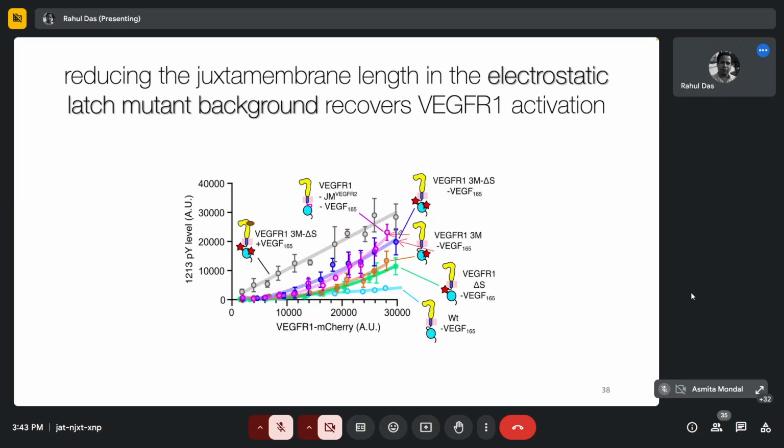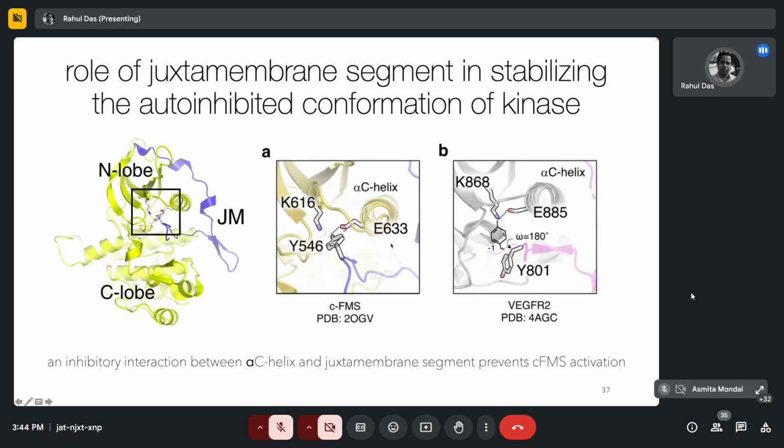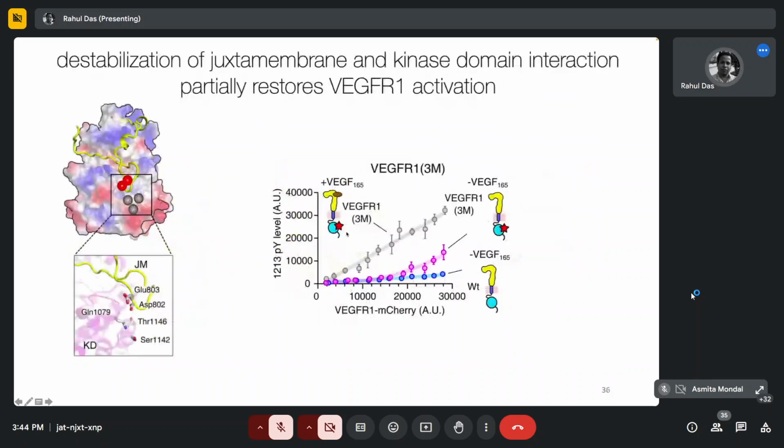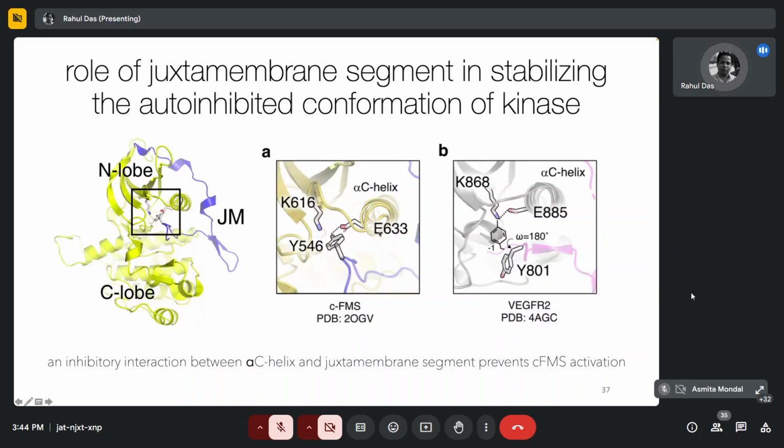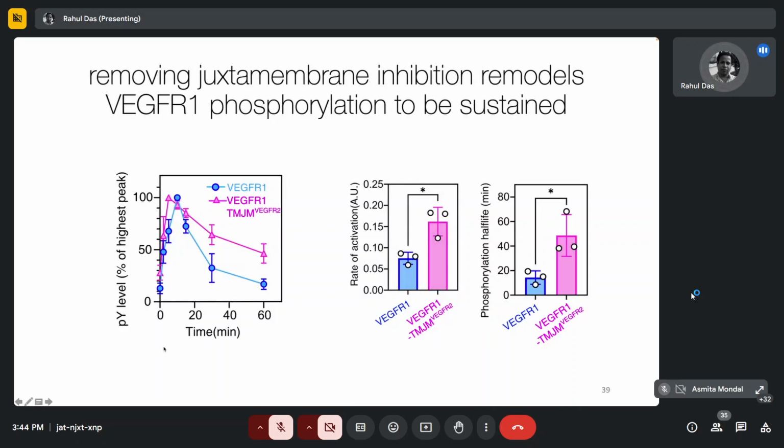Okay, so this is where we think there is an additional regulation that is built up, both this electrostatic interaction and also the hydrogen bond and electrostatic interaction that keeps this enzyme in a completely off state when there is no ligand. So if you make this electrostatic mutation and the other mutation that breaks the hydrogen bond between the tyrosine and the glutamic acid residue, we find that the transient signaling that we observe for VEGFR1 is now changed to a sustained one.